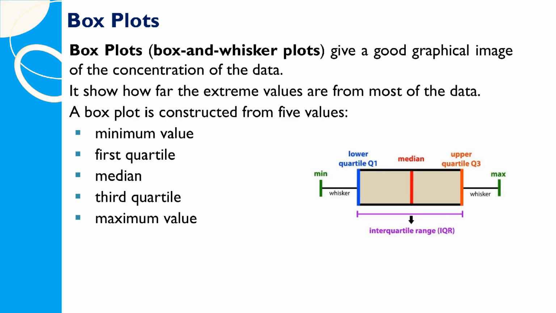Boxplots, also known as box and whisker plots, provide a clear graphical representation of data distribution by displaying the concentration and spread of data values. They highlight the range of data and the extent of extreme values relative to the majority of the data. A box plot is constructed using 5 key values: the minimum value, the first quartile, the median, the third quartile, and the maximum value, which together illustrate the data's dispersion and central tendency.